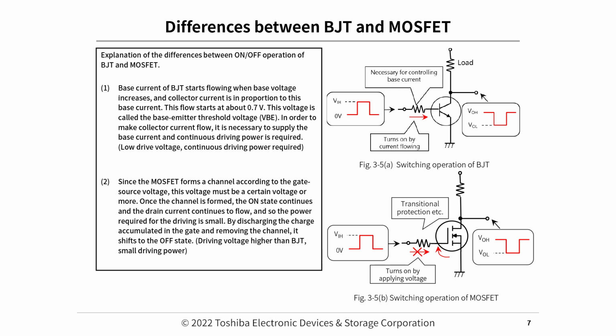In order to make collector current flow, it is necessary to supply the base current, and continuous driving power is required. 2. Since the MOSFET forms a channel according to the gate-source voltage, this voltage must be a certain voltage or more. Once the channel is formed, the on state continues and the drain current continues to flow, and so the power required for the driving is small. By discharging the charge accumulated in the gate and removing the channel, it shifts to the off state.